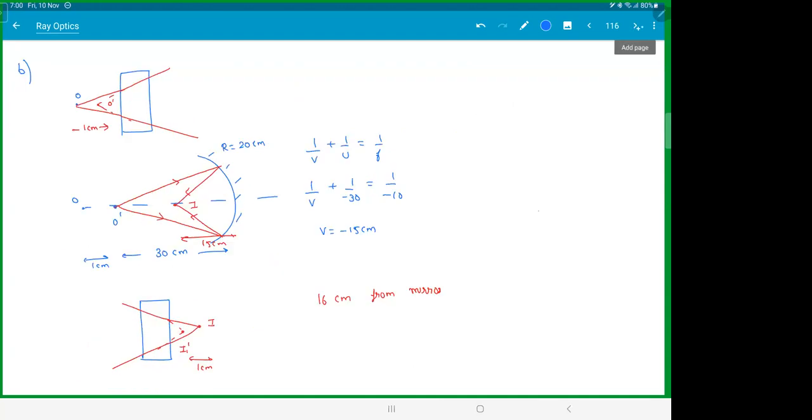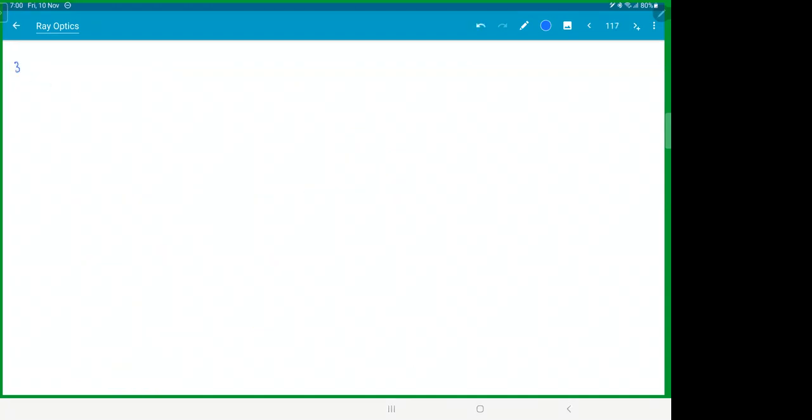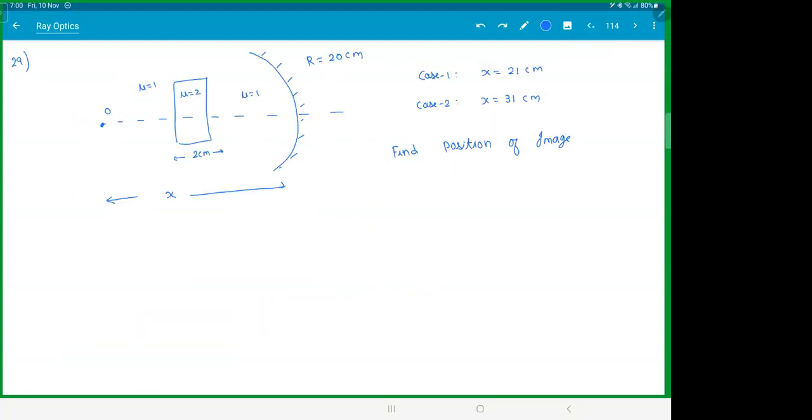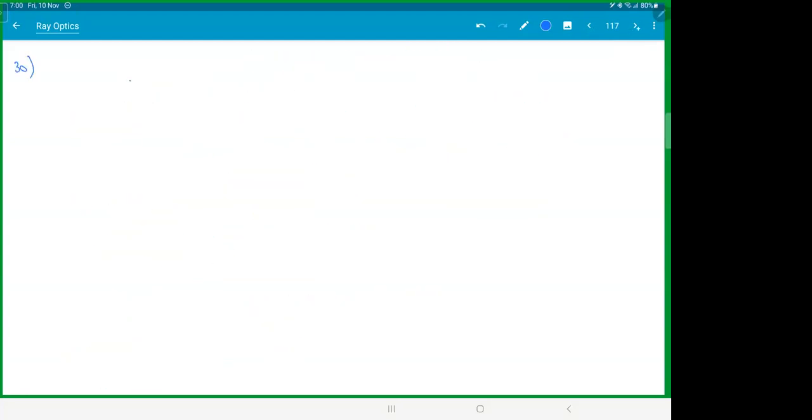Let's see how they can mess up things. We got a slab here. X is equal to 0, X is equal to t. T is thickness. The refractive index is mu is equal to 1 plus x by t. It's a variable refractive index.